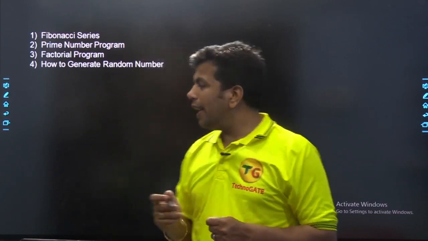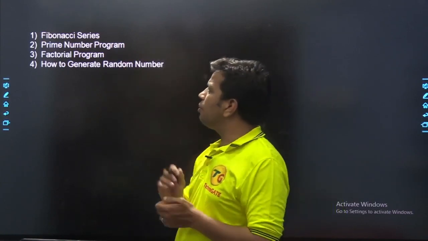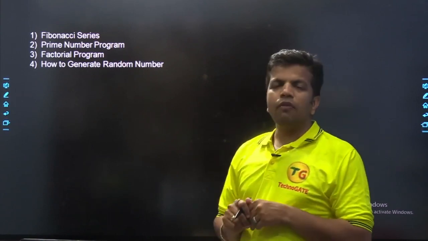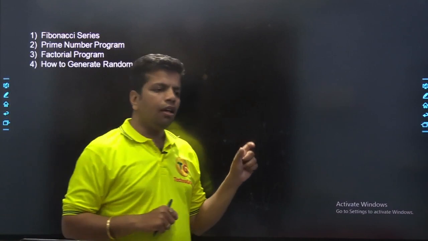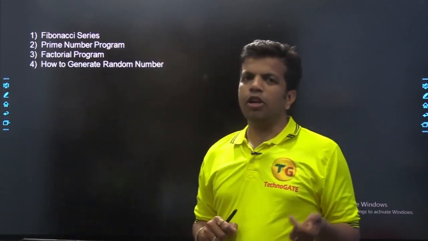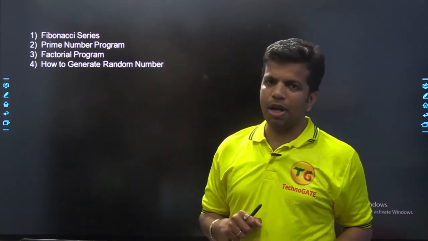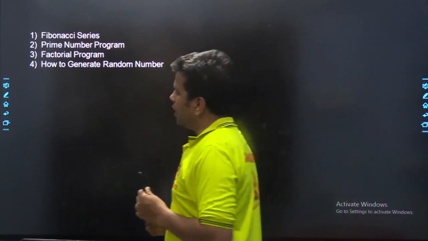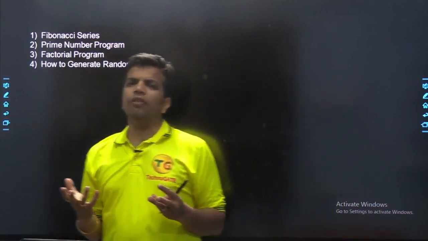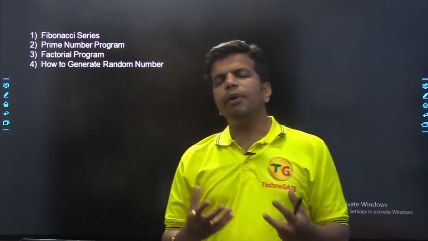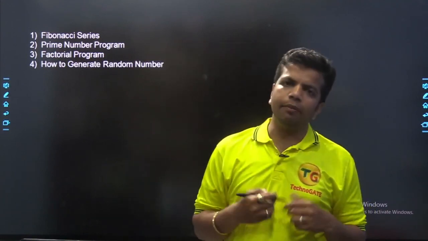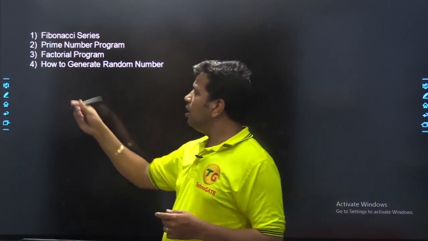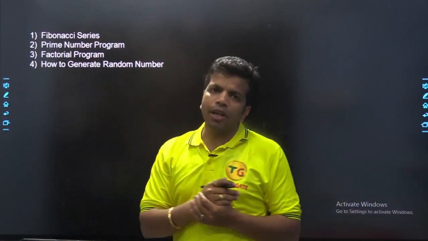Another is the prime number program. If you want to check whether a particular number is prime or not, how we can write a program for that, we'll discuss that with you also. Then the factorial of a number: if you have a particular number and you want to find its factorial, I am going to tell that to you, as well as how to generate random numbers.